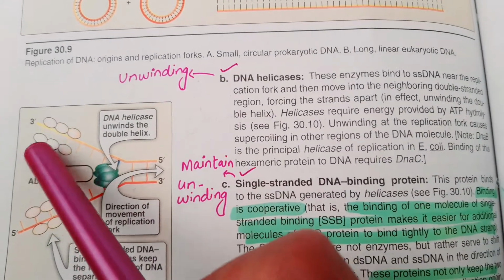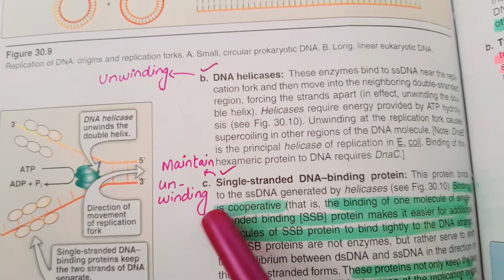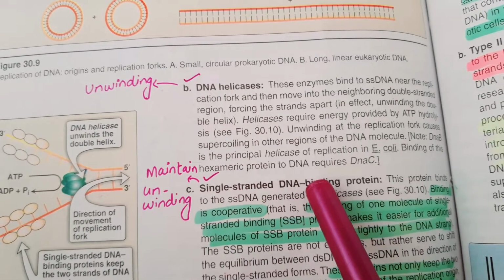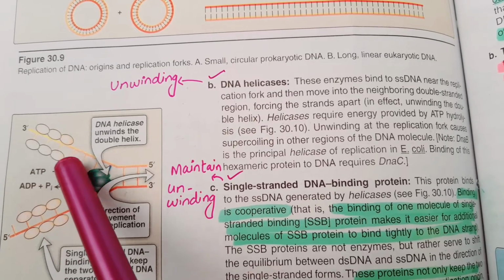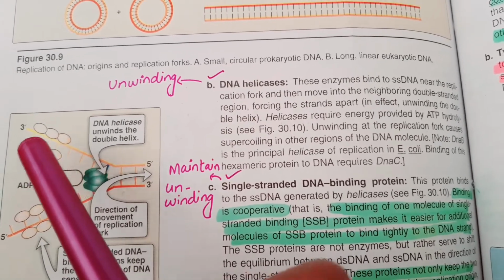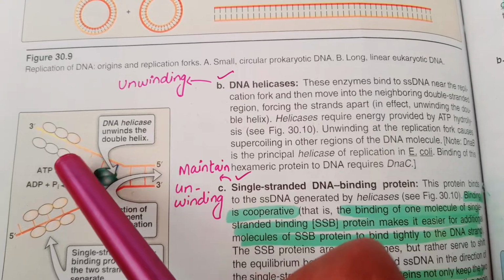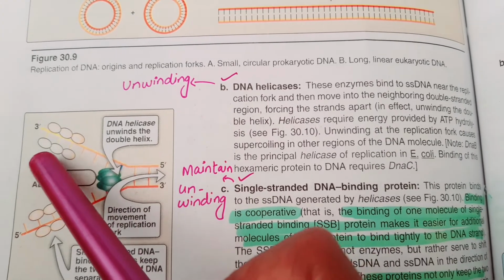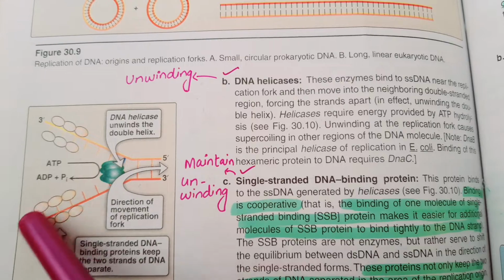Then who maintain this single stranded DNA structure? Single stranded DNA binding protein then bind with these single strands. These one are single stranded binding protein. Their binding is cooperative like that. When one single stranded binding protein bind with single strand, it facilitate next one to bind with this strand, and it maintain unwinding.